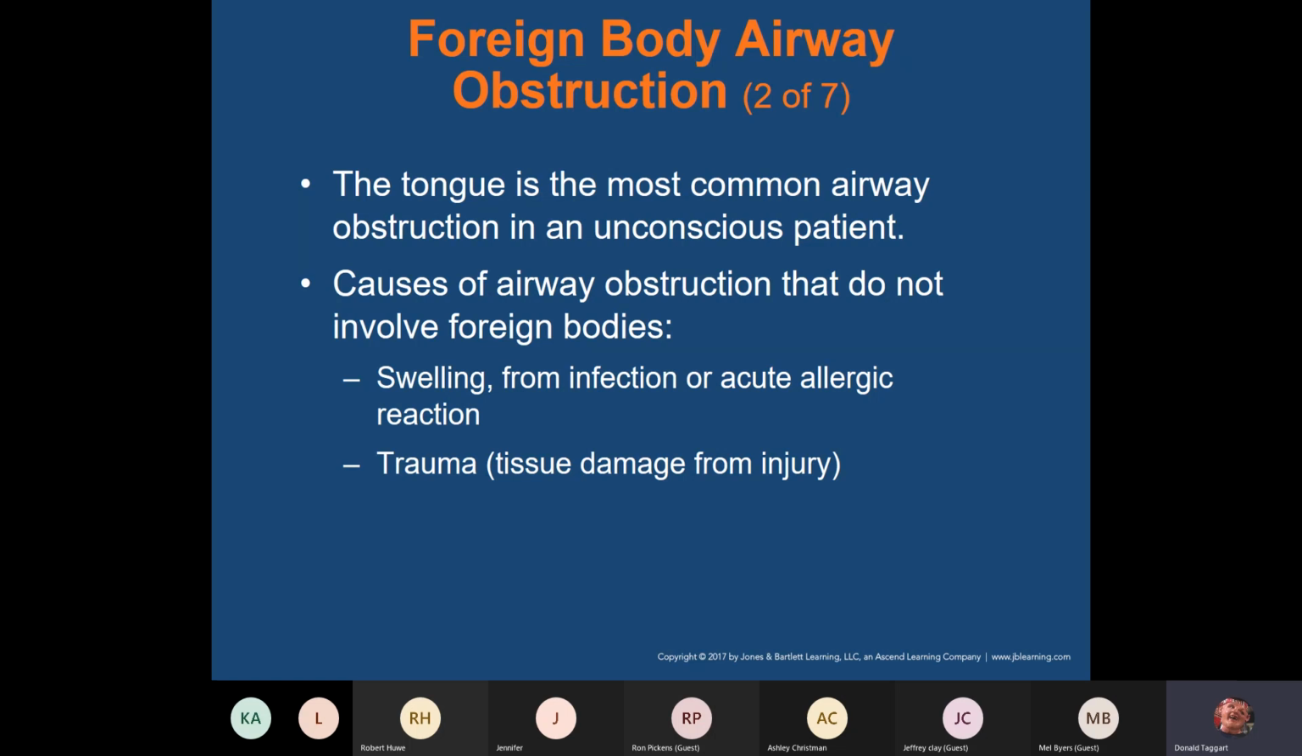Swelling. So if a kid might have epiglottitis, where his epiglottis is inflamed, it's swelling, it's sore, maybe other allergic reactions, things like that, that's causing that back airway to swell.